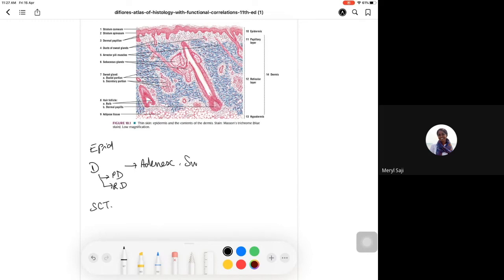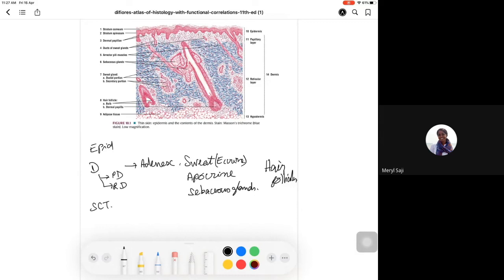Sweat glands, apocrine glands. Sweat glands are also known as eccrine glands. Eccrine glands, apocrine glands, and sebaceous glands. And we have the hair follicle. Why is this important? This is how the WHO divides the tumors of the skin.